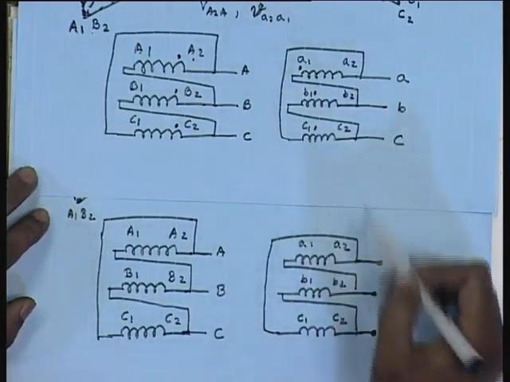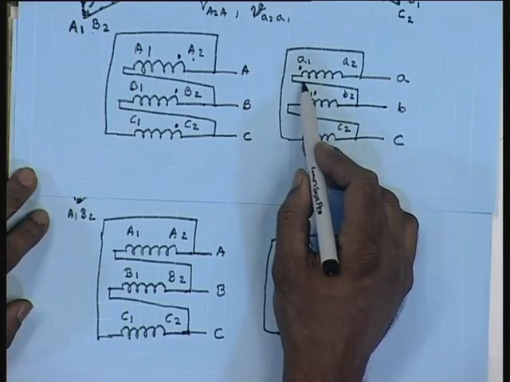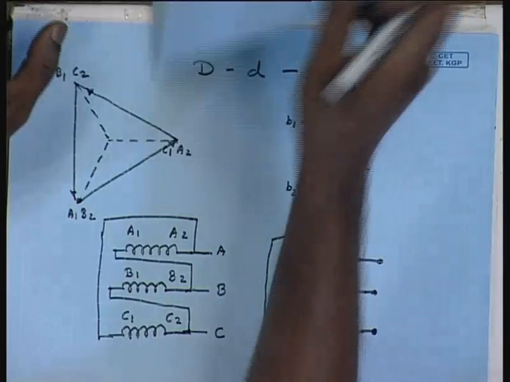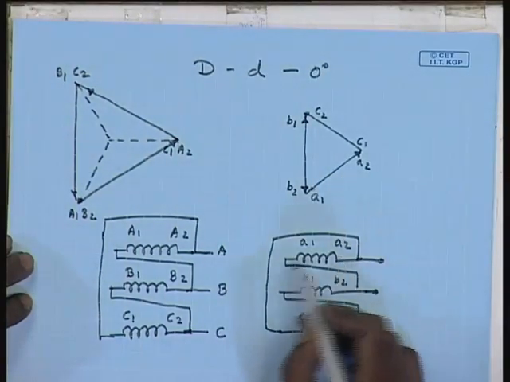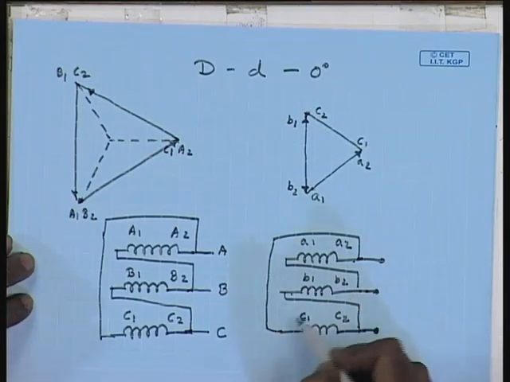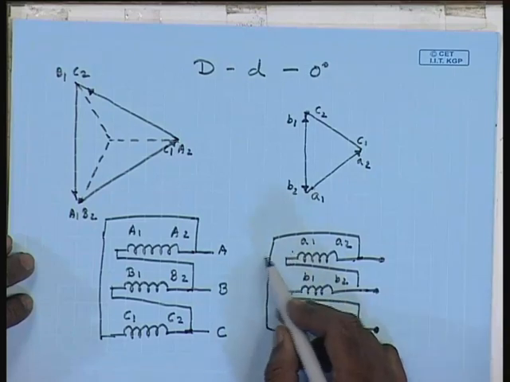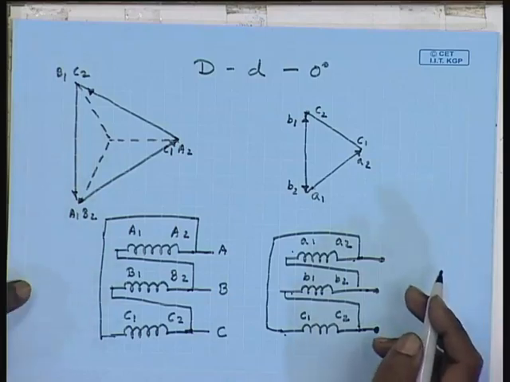Here also the connection was similar, but here the polarity of the terminals, instantaneous polarity, were reversed. So, if this has to be reconnected into DD6, these connections are to be reversed. In other words, A2 has to be connected to B1, B2 has to be connected to C1 and C2 has to be connected to A1 and the supply is given to A1, B1, C1. That will give a connection of DD6.